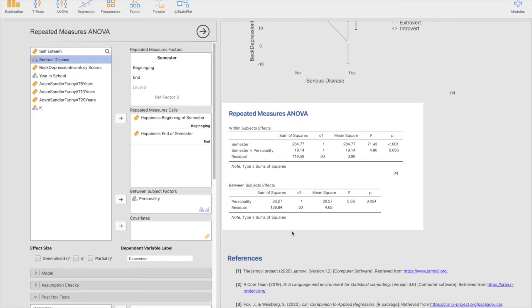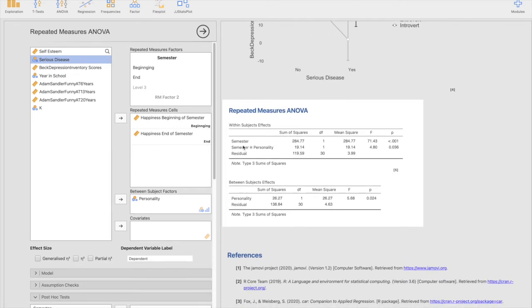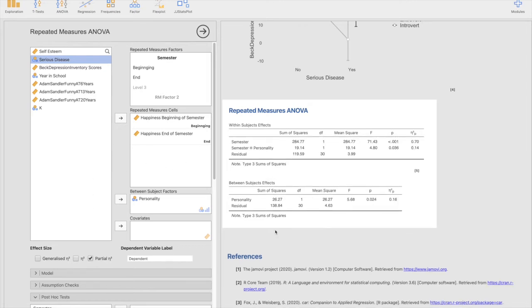We have various p-values. Was there a main effect of semester? There was a significant main effect of semester. Was there a significant interaction of personality and semester? Yes. Was there a significant main effect of personality? Yes. So we have 3 significant effects. That's awesome. So I want to look at my partial eta squareds, get my effect sizes. Large effect, large effect, large effect. They're all large effects, so that's good as well.